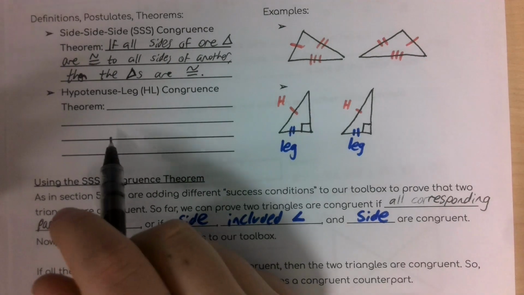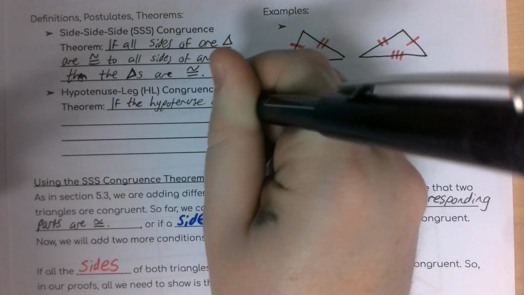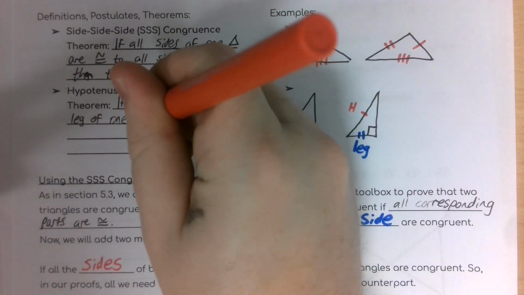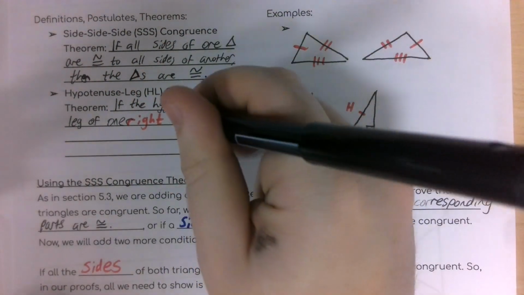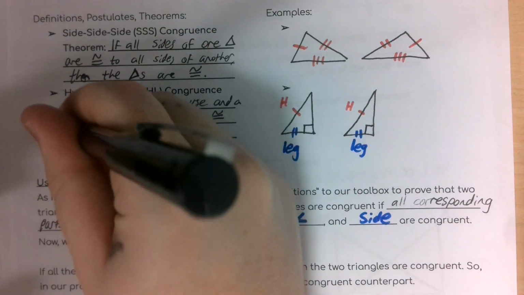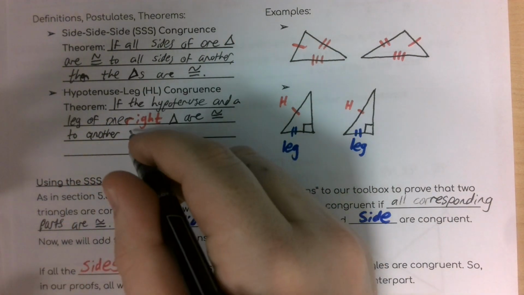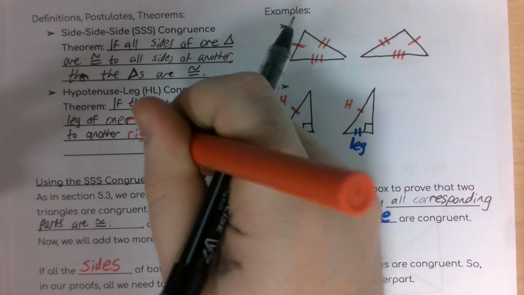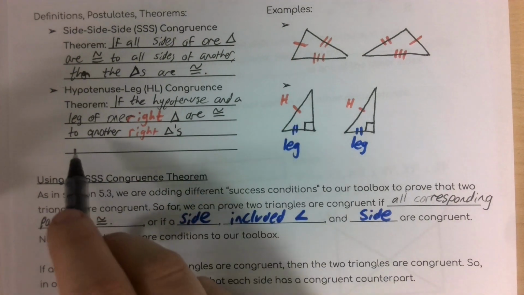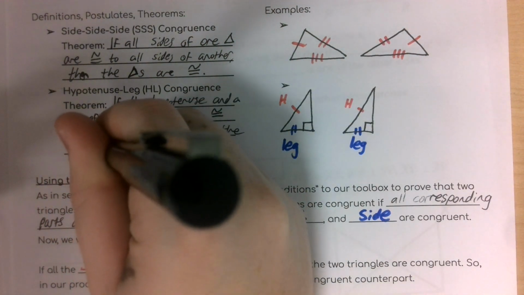Let's write this down. The hypotenuse leg theorem says if the hypotenuse and a leg of one right triangle, so it has to be a right triangle, are congruent to another right triangle's hypotenuse and leg, then the triangles are congruent.